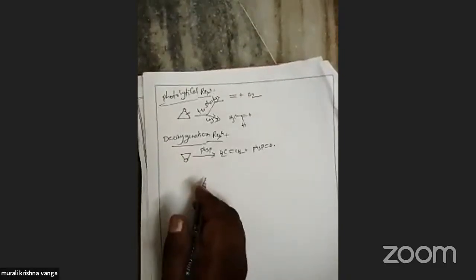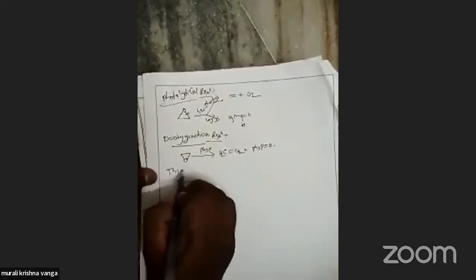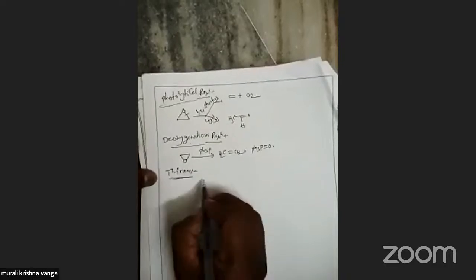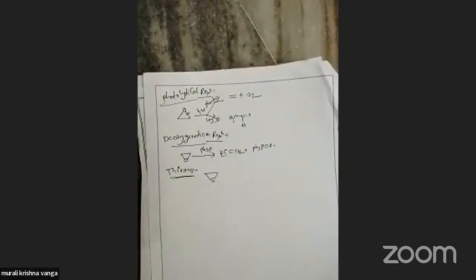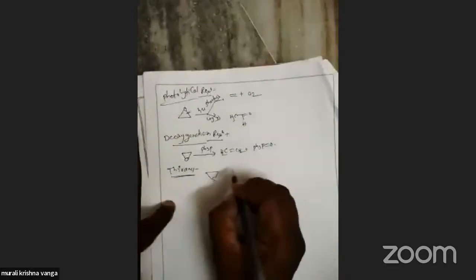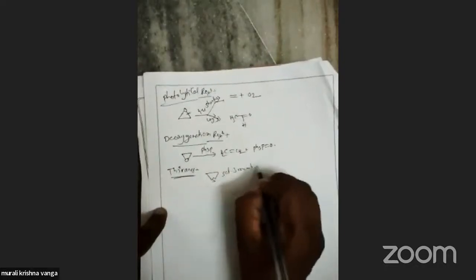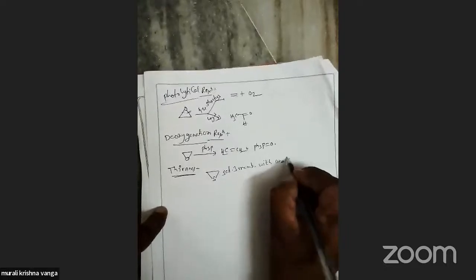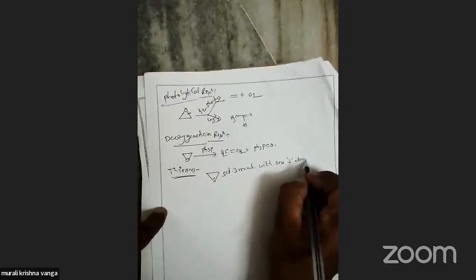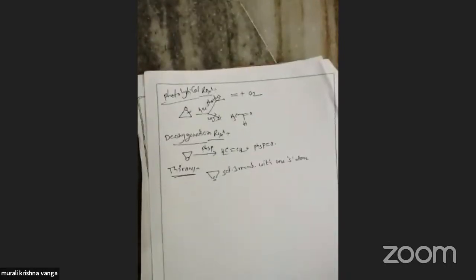Next one is thiiranes. A thiirane is a saturated three-membered ring with one sulfur atom.